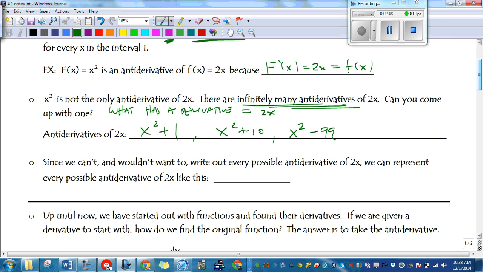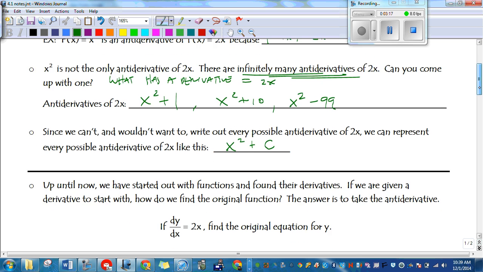So we can't write down every possible antiderivative of 2x, but we can represent it using x squared plus C. We use capital C just to represent the constant. It could be any constant. It's kind of like when we solve trig equations and you have to write plus 2 pi n or plus pi n to represent all the possibilities. Similar idea here. This represents all the different possibilities without having to write them all down.